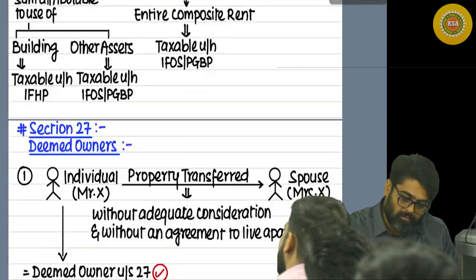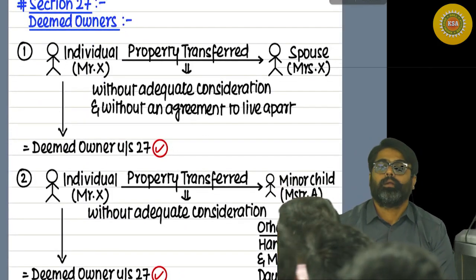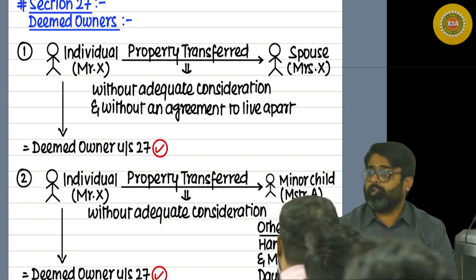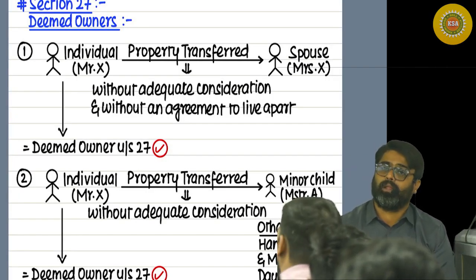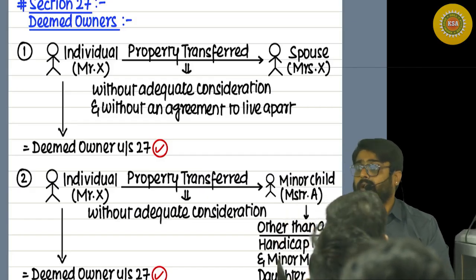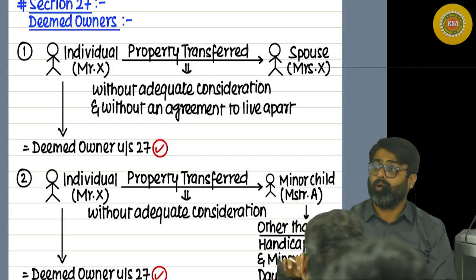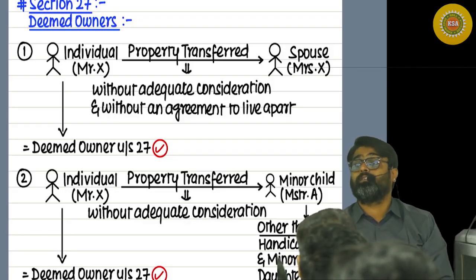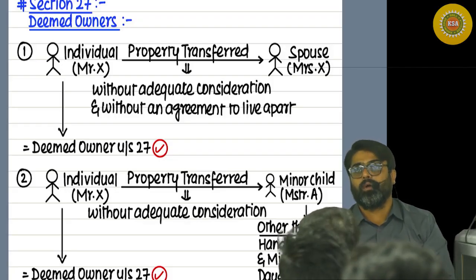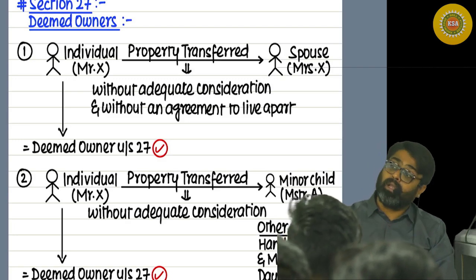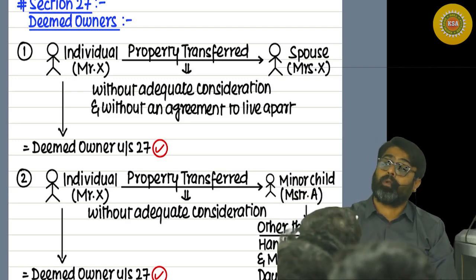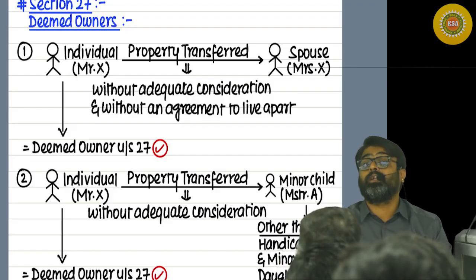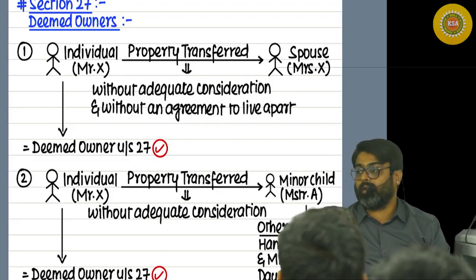This was your composite rent. Now coming to deemed owners. There are 5 cases. In all these cases, even if you are not the owner of the property, see, it is compulsorily required that if you want to bring some property under this head, you must be the owner of the house property. Owner means legal owner. Yes or no? But sometimes, even if you are not the legal owner of the property, still the income of the property will be taxable in your hands only, because in this case, we treat you as a deemed owner of the property.